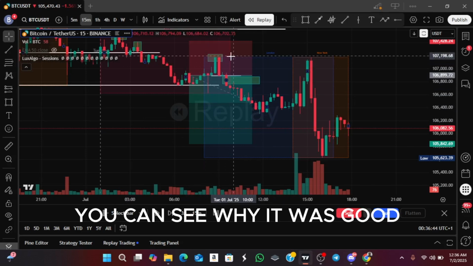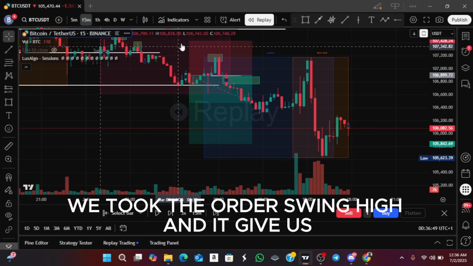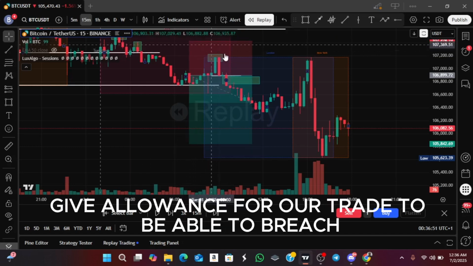Now you can see why it was good that we didn't put our stop loss on this candle. We took the other swing high, and it gave allowance for our trade to be able to breathe.